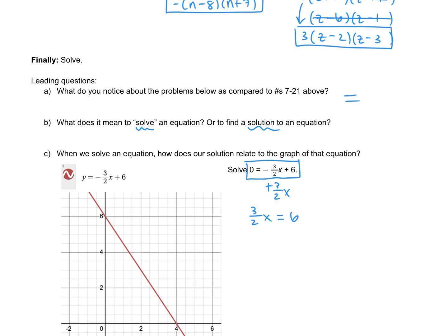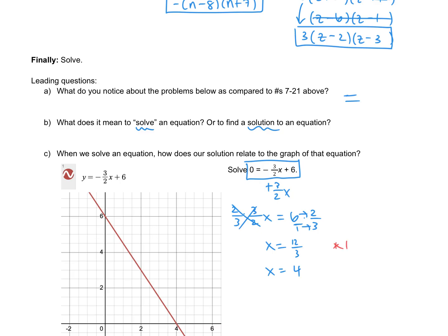How do I get rid of that 3 over 2? Multiply by the reciprocal. So 2 over 3. So those go away. How do I take 6 and multiply by 2 over 3? Make it a 6 over 1. Multiply across. So I get 12 over 3. And what is 12 over 3? 4.